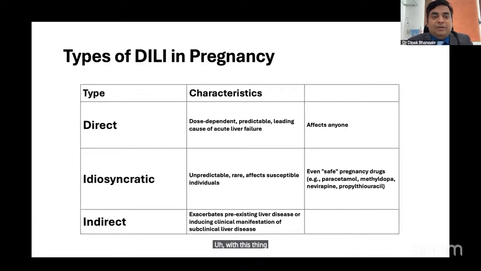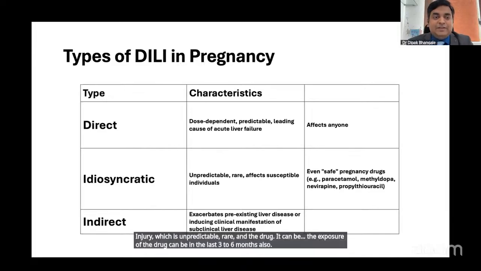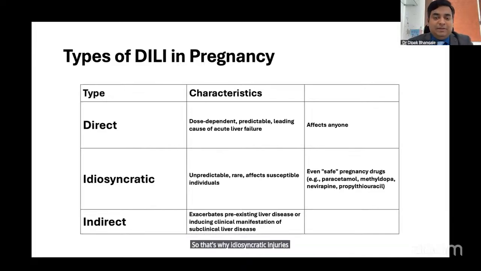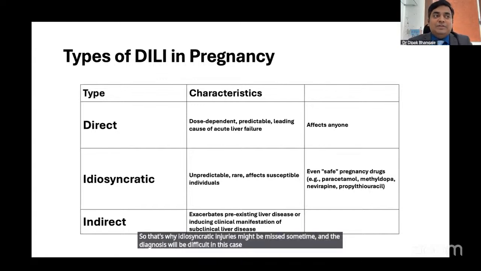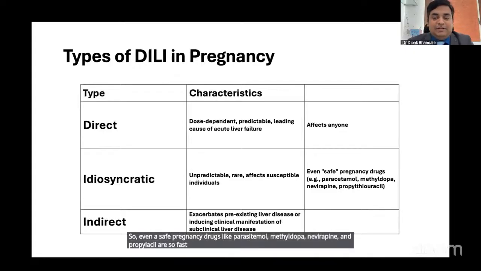But there is also what is called an idiosyncratic injury, which is unpredictable and rare, and the exposure to the drug can be in the last 3 to 6 months also. So idiosyncratic injuries might be missed sometimes, and the diagnosis will be difficult. We cannot predict the response of the drug and the injury. Even safe pregnancy drugs like paracetamol, methyldopa, nevirapine, and propylthiouracil can cause idiosyncratic drug injuries.